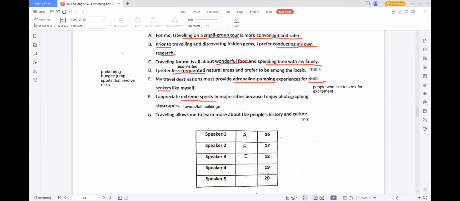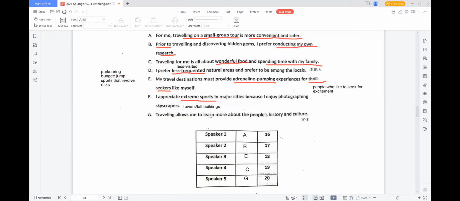Okay, speaker 4. All right, so let's review the answer. Everyone has the same answer. Yes, it's C, exactly. All right, and then speaker 5. This is a bit tricky. Okay, everyone's answer? Let's get speaker 5. Yes, it's G. All right, good. So speaker 5 is G.